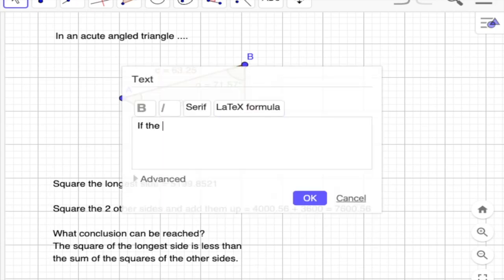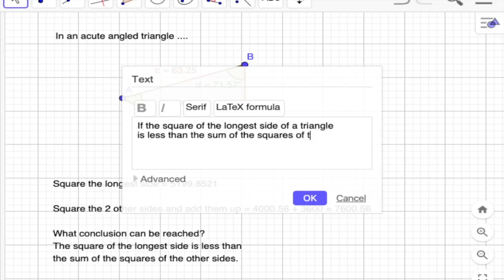If the square of the longest side of a triangle is less than the sum of the squares of the other sides, then that triangle is acute angled.